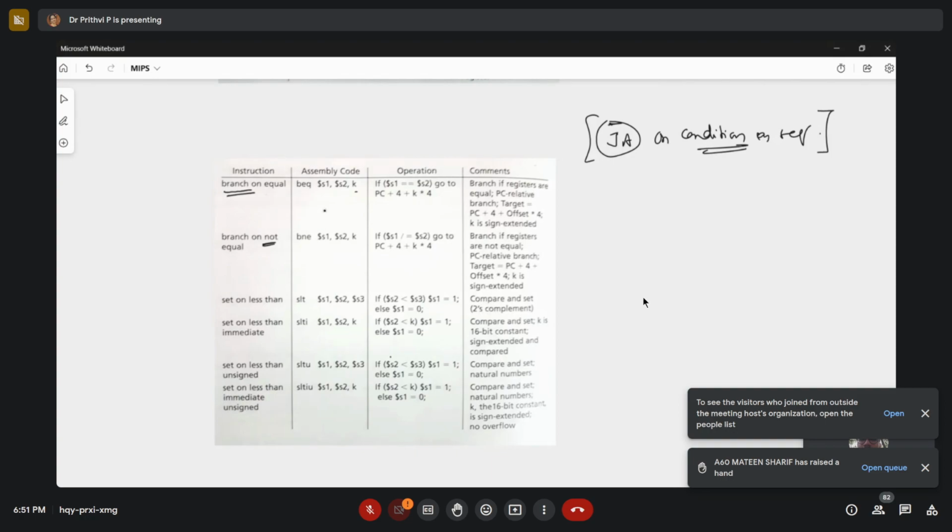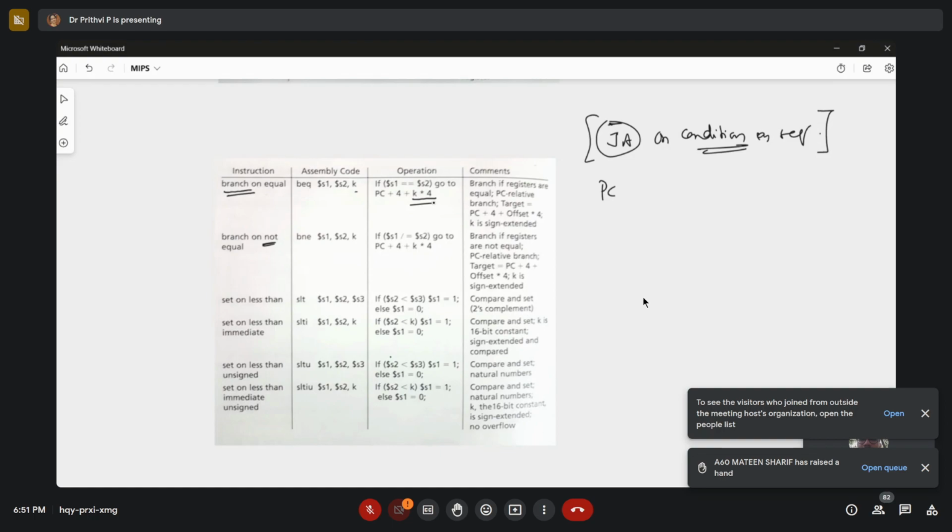Here this PC is nothing but your program counter. From that, where exactly the offset has to go will be informed in this exact location. Something like this we take 4 times, meaning the offset is multiplied by 4.